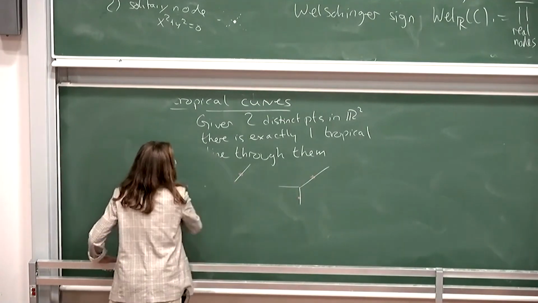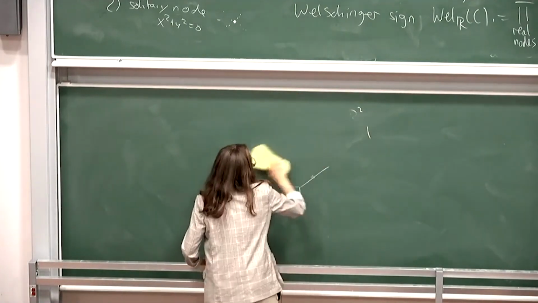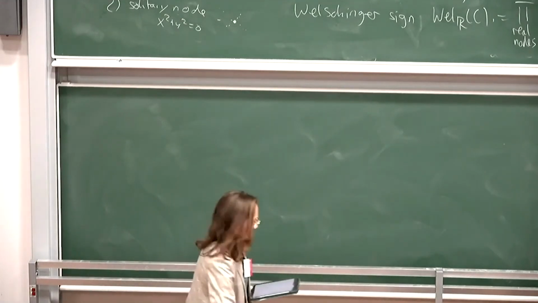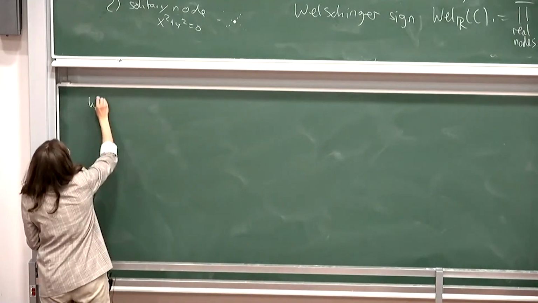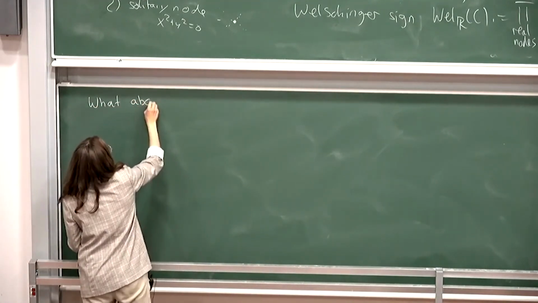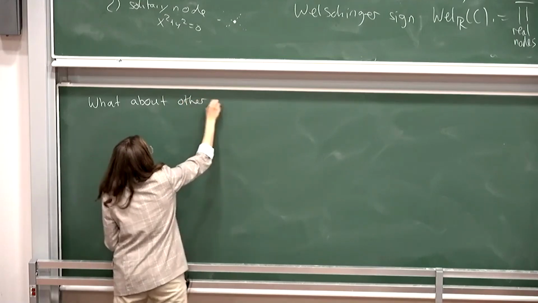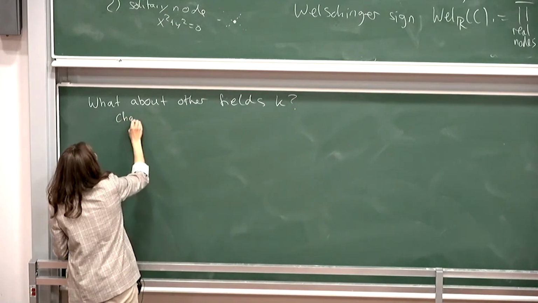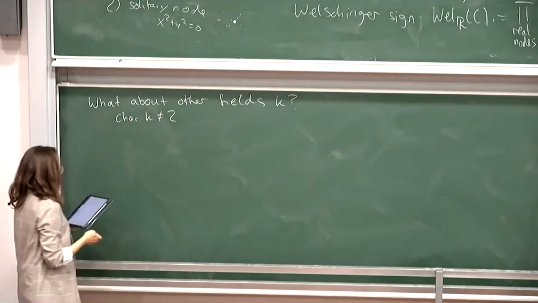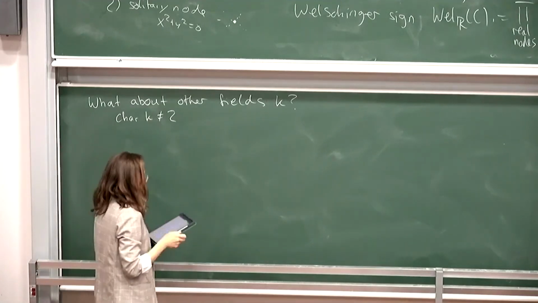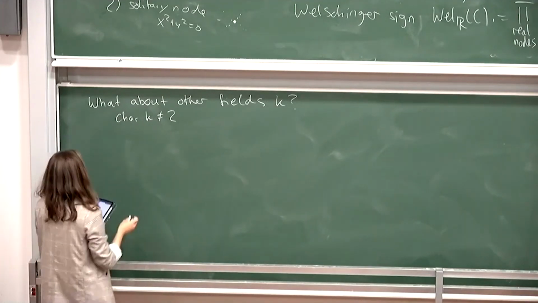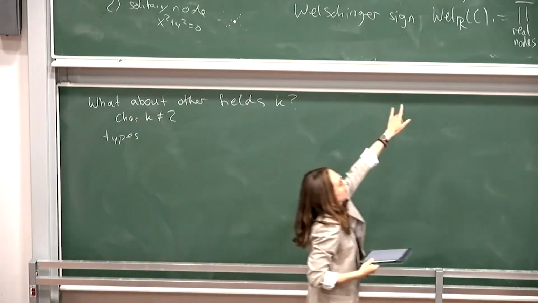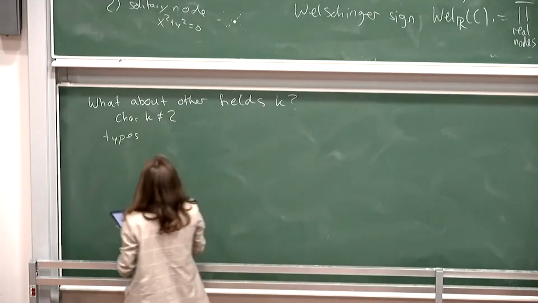Because now, let me first tell you how to generalize this. So what about other fields? Let's let the characteristic of K not be equal to 2, and let's also study the types of nodes defined over K. So we've seen that here the count depended on the types of nodes, and let's see how one can generalize this.